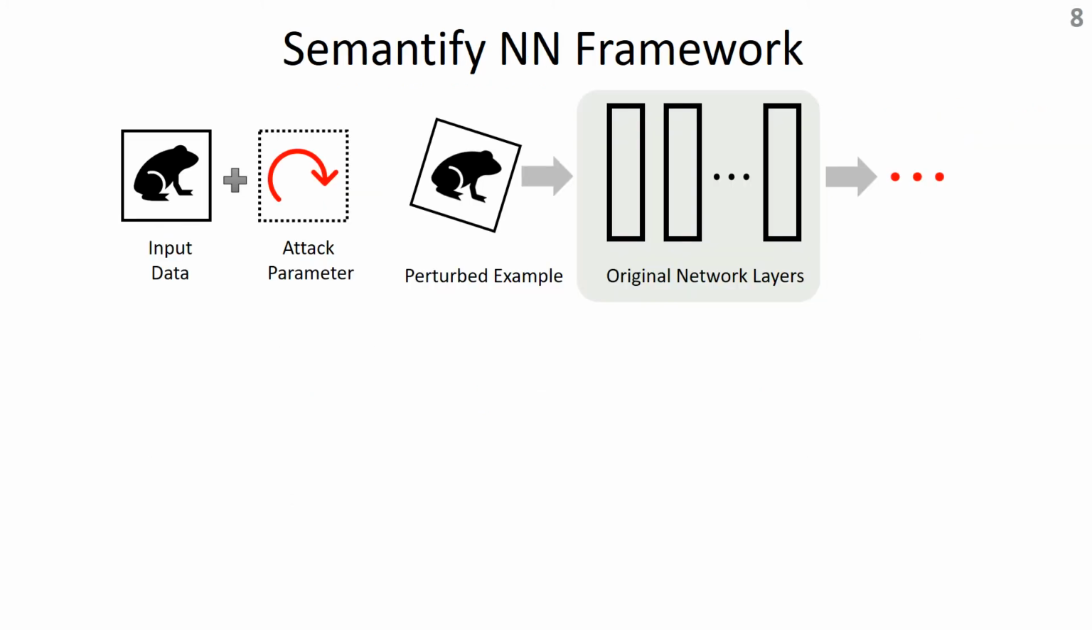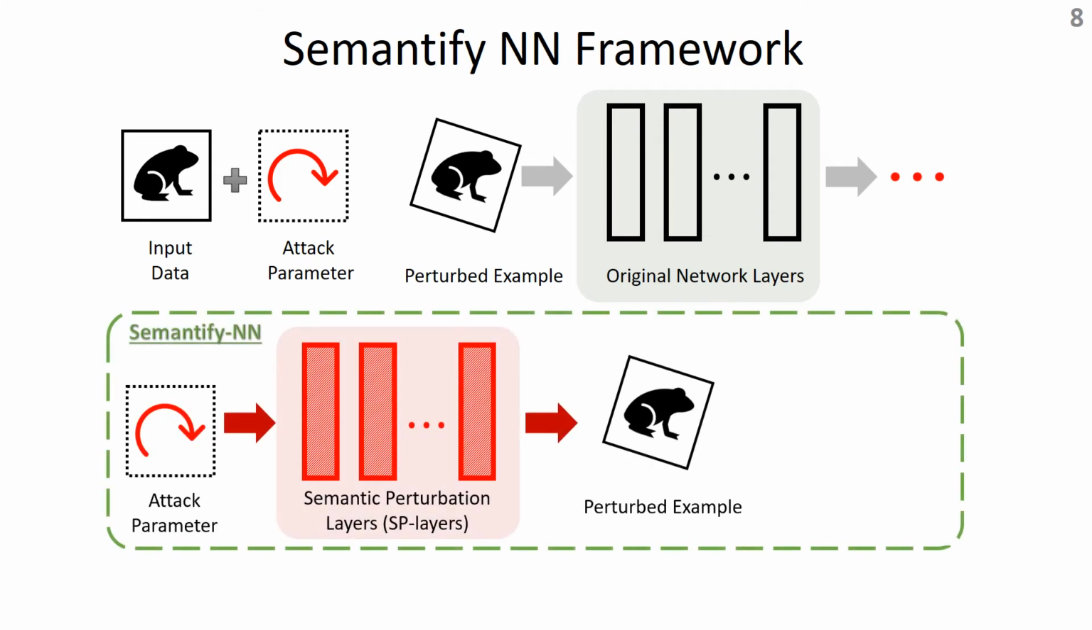So in order to do this, we observe that most semantic perturbations like rotation can be decomposed into attack parameters like the angle of rotation, and then we can encode our transformation into these SP layers which have general activation functions and are manually created for every transformation, so that it takes as input the attack parameter like the angle of rotation and gives as output the perturbed image.